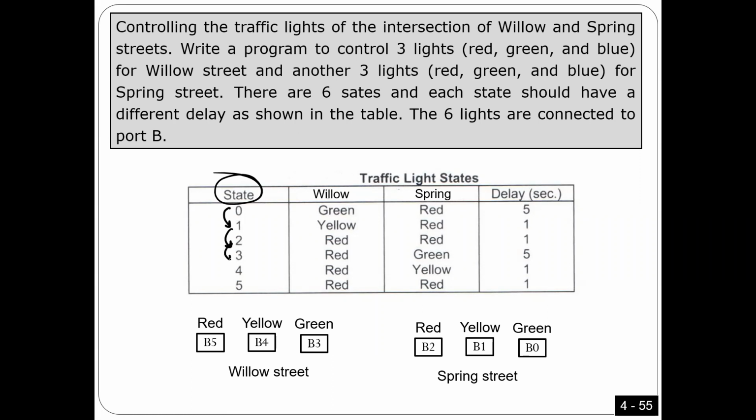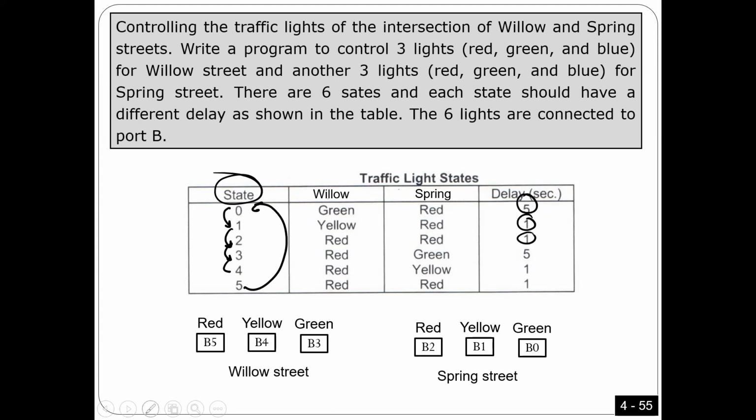So I'm gonna move from one state, and then after 5, I'm gonna come back to 0 again. We move from one state to another. Also, I'm gonna stay in every state a different time. So here, state 0 should continue for 5 seconds. State 1 should continue for 1 second, and so on.